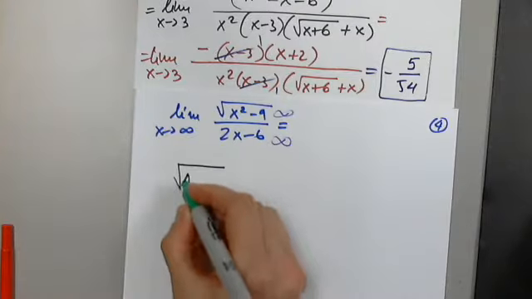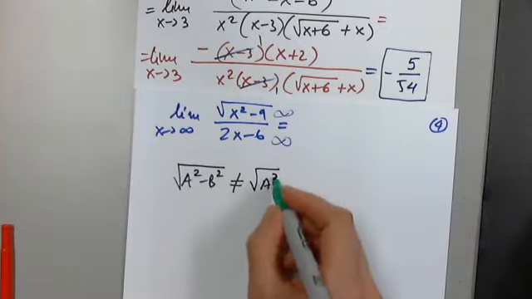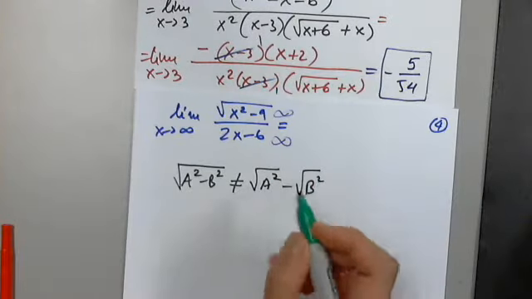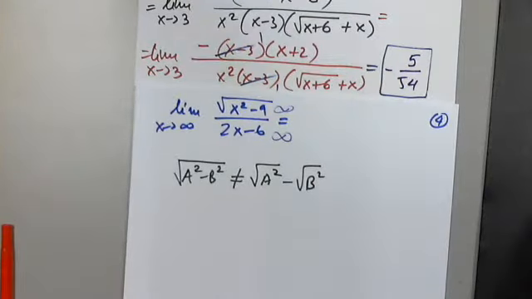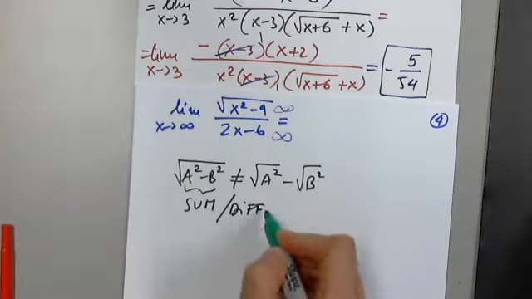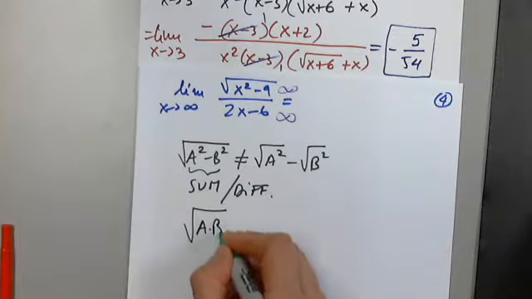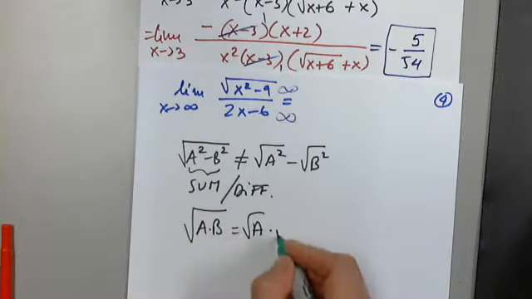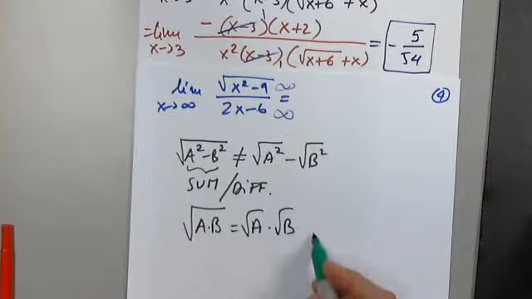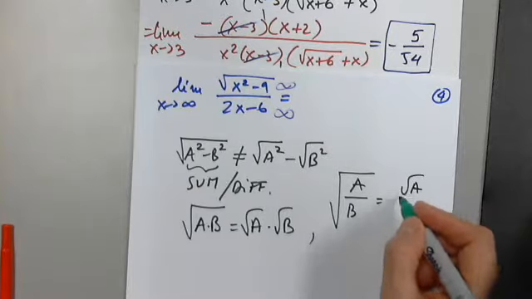The square root of a squared minus b squared does not equal the square root of a squared minus the square root of b squared, or just a and b. Does not. Because this is a sum or difference of terms. We can take the square root of a product, and we can write it as the square root of a times the square root of b.